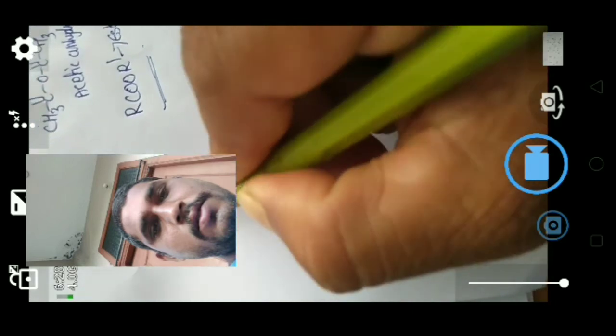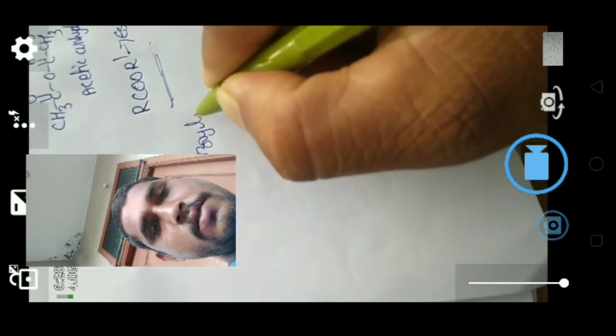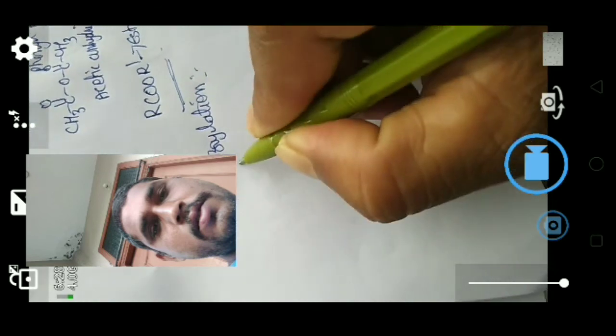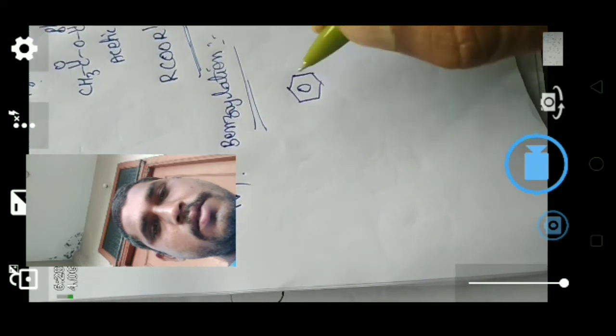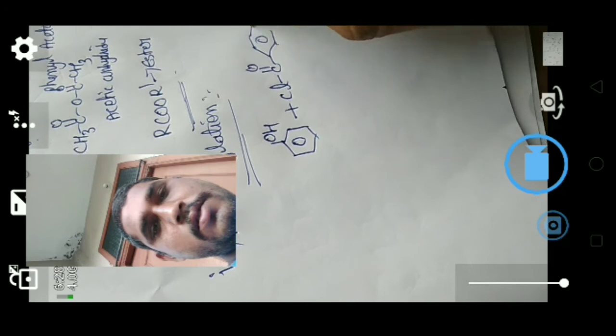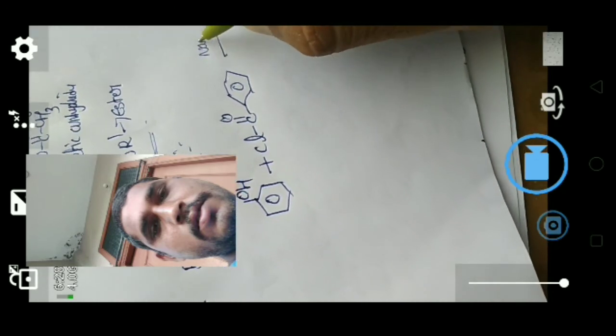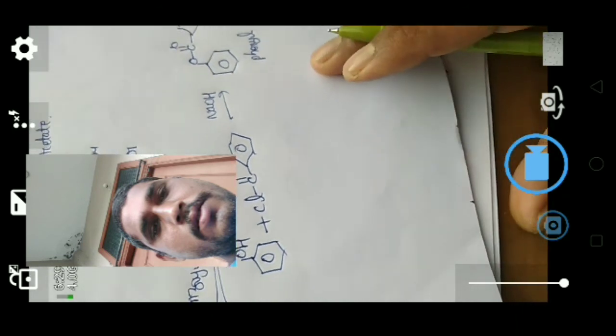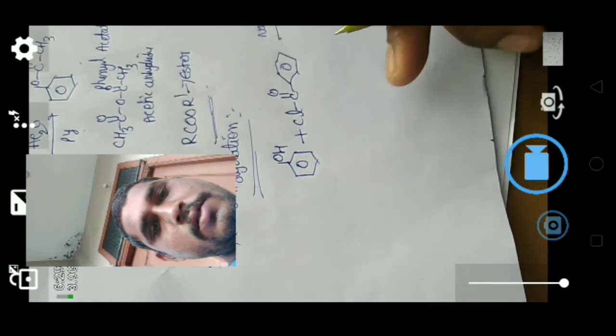We'll see one more reaction, that is benzoylation. The fourth one is benzoylation. Here phenol, when reacted with benzoyl chloride in the presence of a strong base, gives phenyl benzoate. And this reaction is also called the Schotten-Baumann reaction.